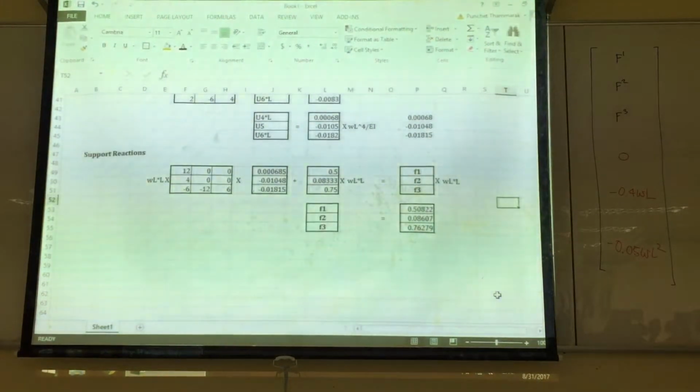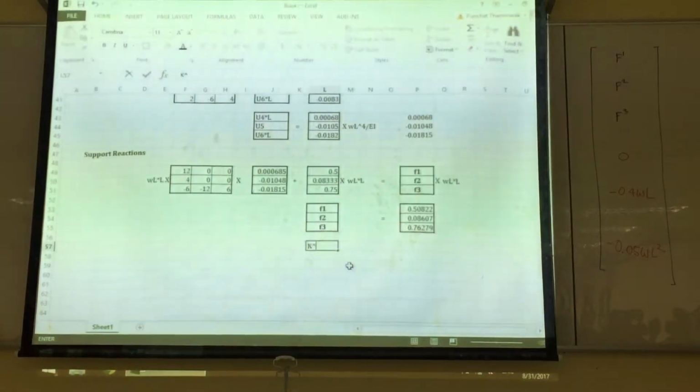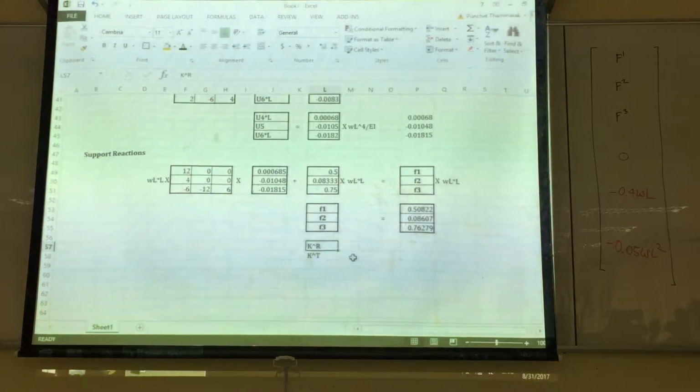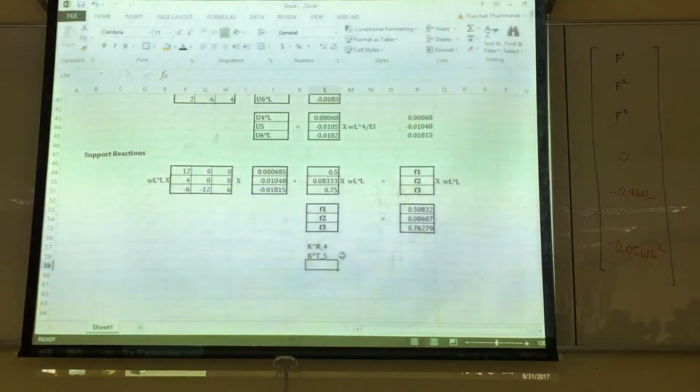It is not that done because you have two spring forces to determine, right? So spring force to determine, let's say K superscript R and K superscript translation, which is actually I do the subscript 4 and I do the subscript 5.